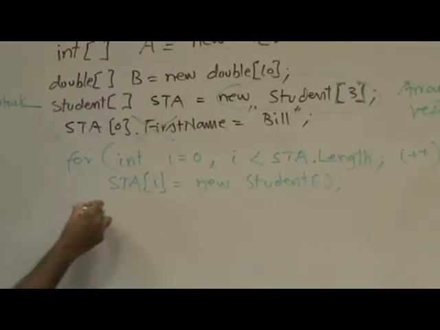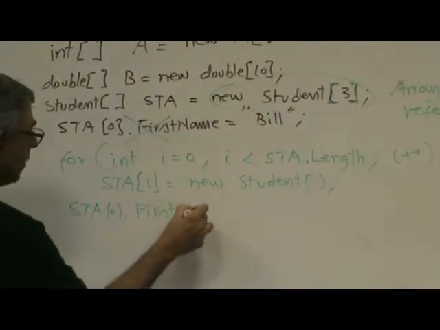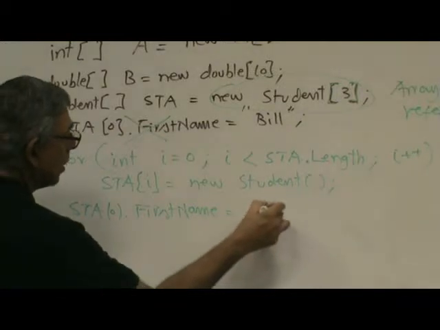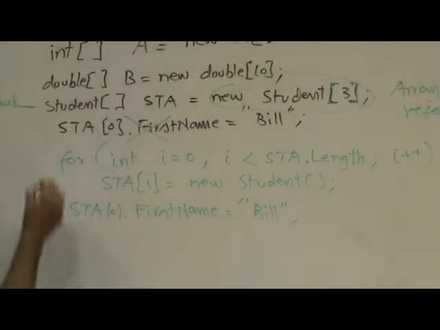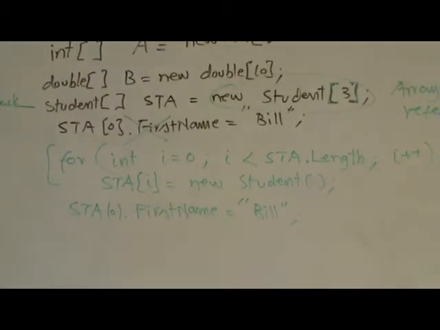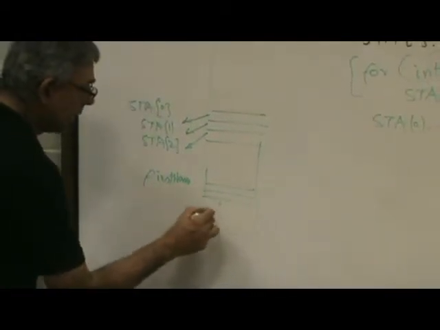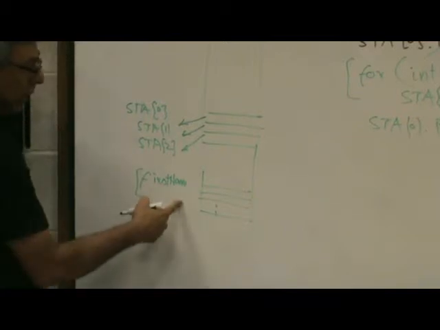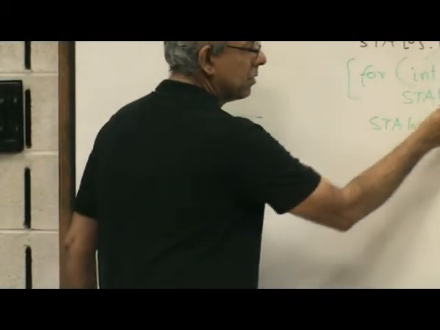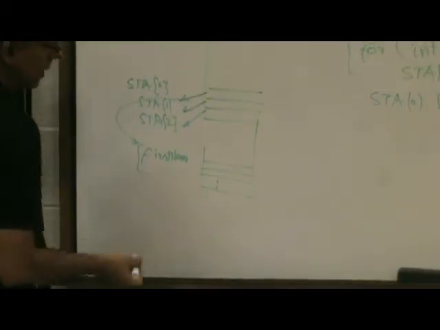So now if you did STA of 0 dot first name equal to whatever, it will let you store, right? So what did this green part do over here? Very first time through the loop, i will be 0, so STA of 0 equal to new student. So take a look over here. The student has memory for first name, last name, and so on. This is for one student, and we said STA of 0 equal to new student, so basically this will point over here.